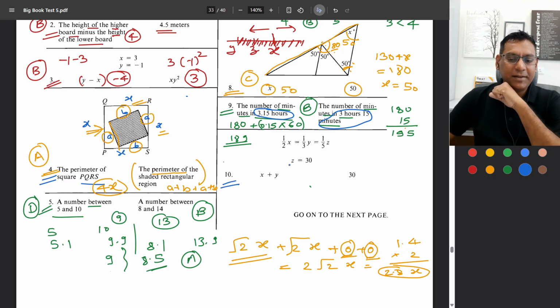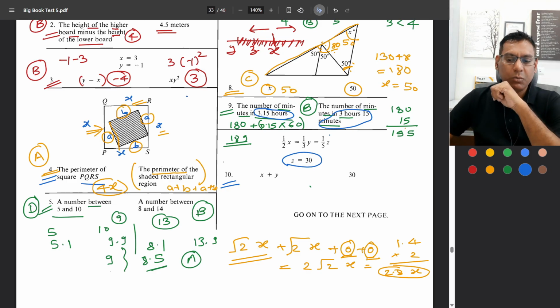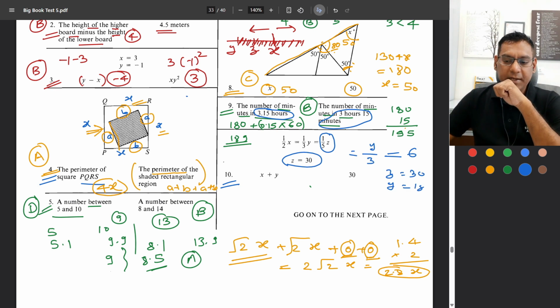Okay, question 10. 1 by 2x is equal to 1 by 3y is equal to 1 by 5z. Okay, and z is equal to 30. Okay, z is already given. So let's find out what this is. 1 by 5z is going to be 30 by 5, which is 6, equal to y by 3. So y by 3 is 6. That means if z is equal to 30, y is going to be 18, and x by 2 is also 6. That means x is going to be 12.